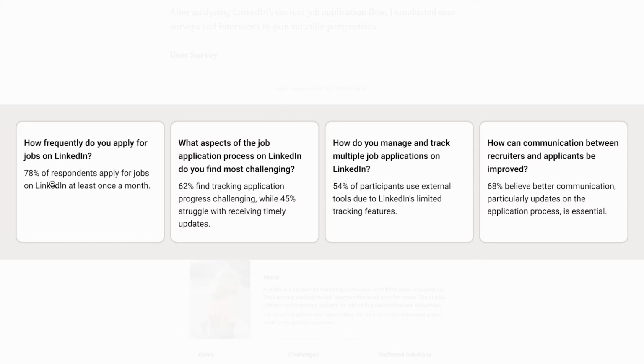So let me explain. So you're saying that 78% apply for jobs on LinkedIn once a month, which is why it is important to solve this problem. 62% find it challenging, which is why it is important to solve the problem. 54% use external tools, which is why it is important to solve the problem. 68% believe better communication is needed, which is why it is important to solve the problem. So basically, you're validating the hypothesis of the problem statement and not diving deeper and understanding more about the problems. This is why research goes wrong in almost every case study that you see online. Because research is not done correctly.